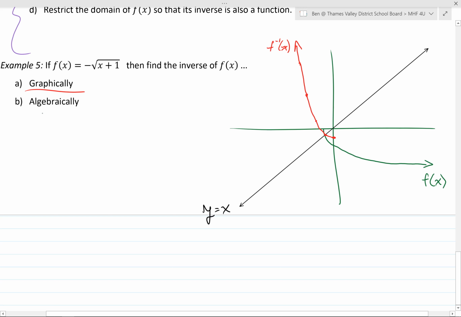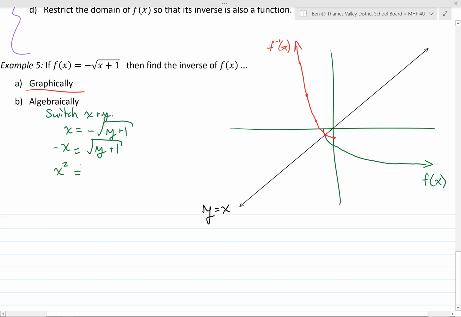So, algebraically, first we start off, and we do this every time, we switch x and y. Okay, so we're going to do that. That leaves us with x equals negative the square root of y plus 1. And then I'm isolating for y. So I multiply both sides by negative 1. That is negative x equals the square root of y plus 1. Now, what's the opposite operation of square rooting something? Squaring something. So I can square both sides.